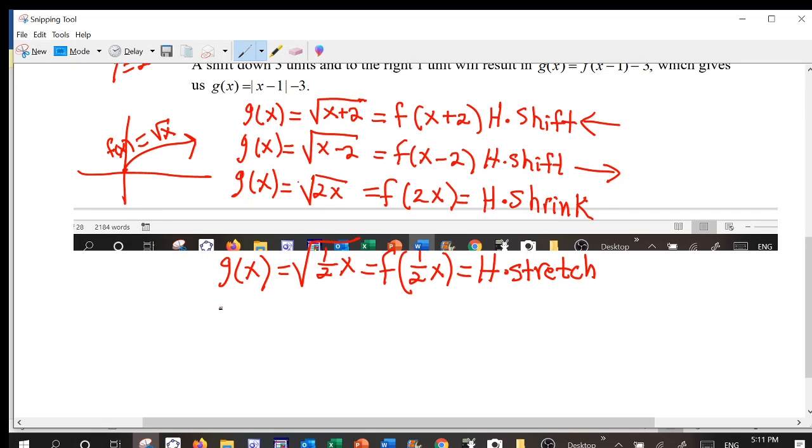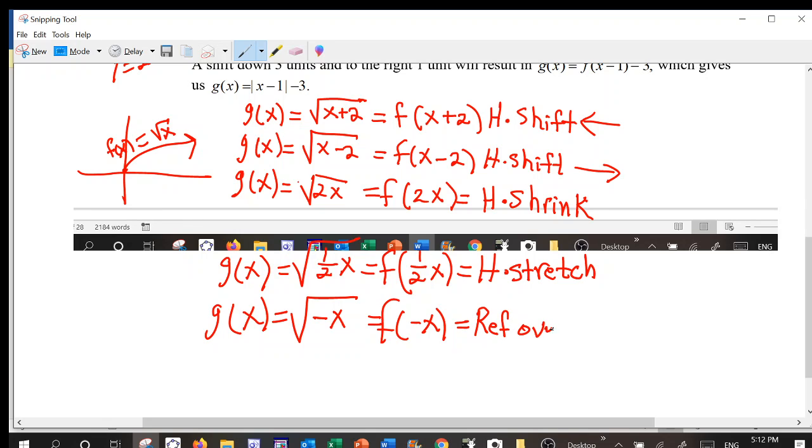And lastly, we can multiply the variable x by negative, and that is going to cause a reflection over the y-axis. If you make all the x's negative, you get all the points moving to the other side of the y-axis. So that is called reflection. So it's a reflection over the y-axis. Okay, so what do they look like?